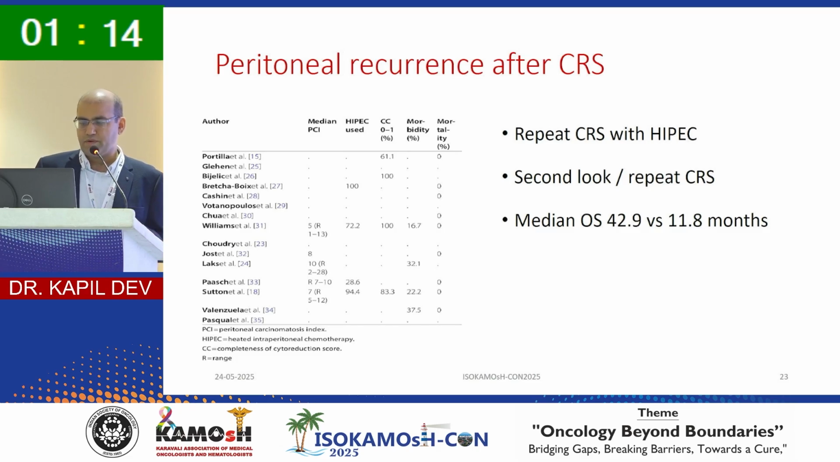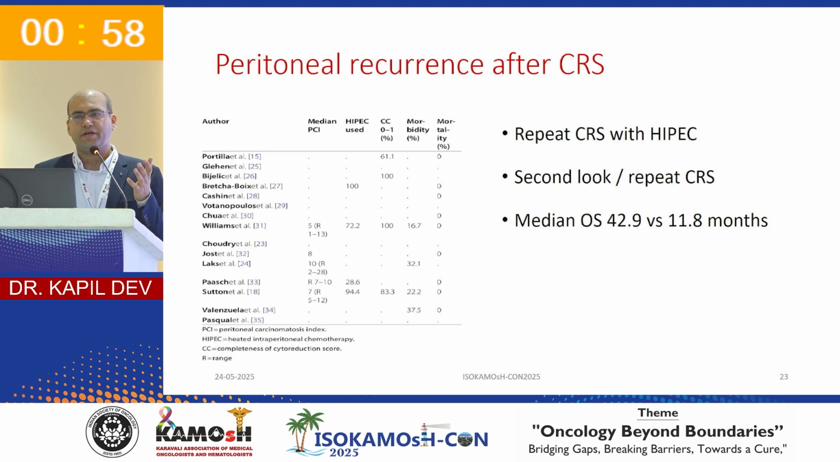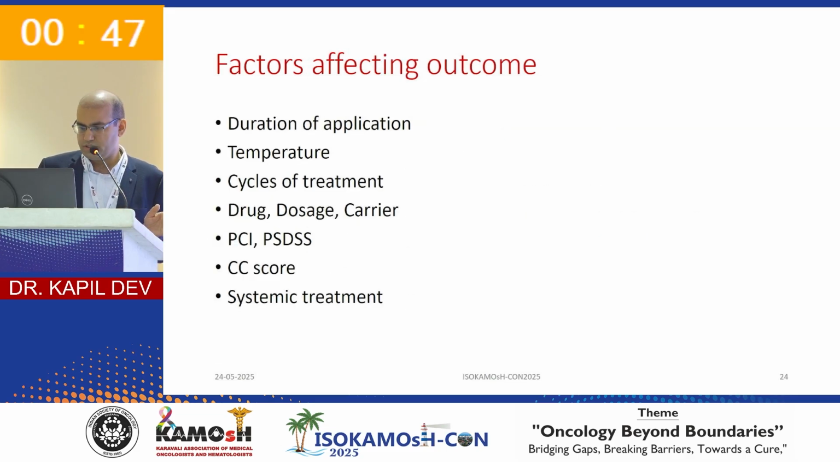One report recently published is a meta-analysis based on peritoneal recurrences after either standard surgery or previous CRS with or without HIPEC. So repeated CRS and HIPEC is feasible in selected patients. Second look observed a greater chance of identifying peritoneal metastasis at an earlier stage, and they also found that patients who received redo surgery with HIPEC had a median overall survival of 42 versus 11 months.